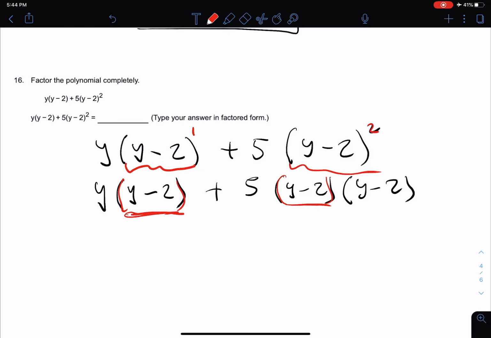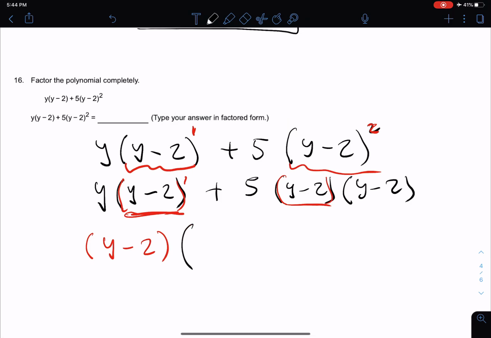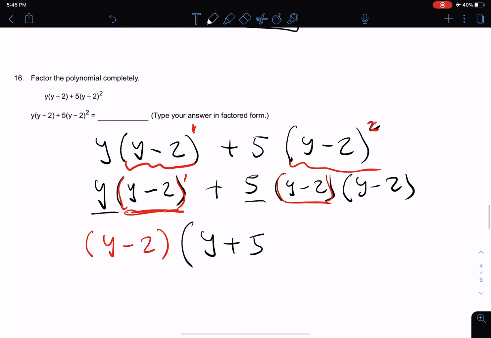So you can only take out one common one, just like when you have x to the first and x to the second, you could take out only one x to the first because that's as much as this term has. So we factor out that common y minus 2, right? And then what do we have left? We have left a y plus, and I still have a 5, and I still have a y minus 2.